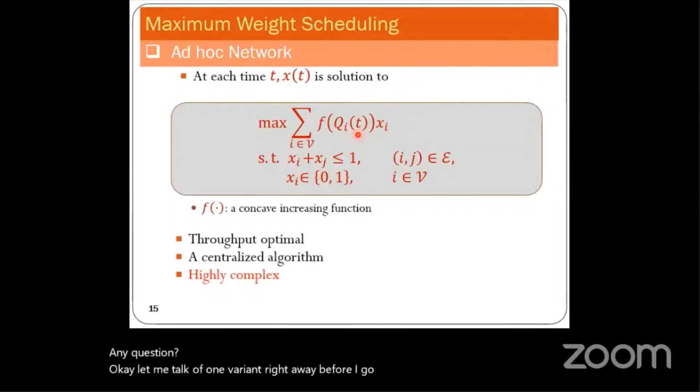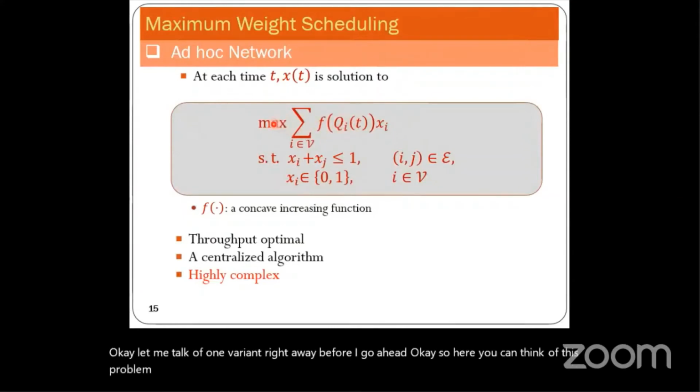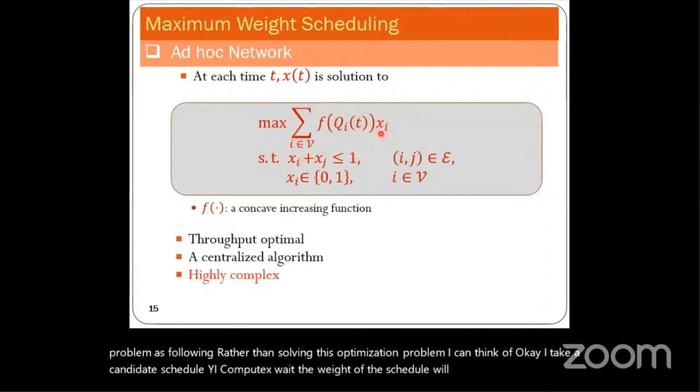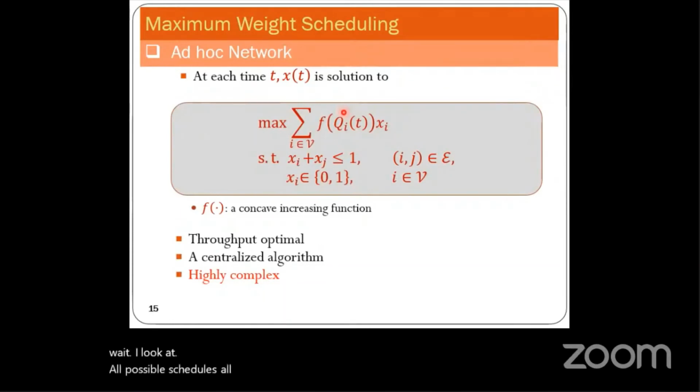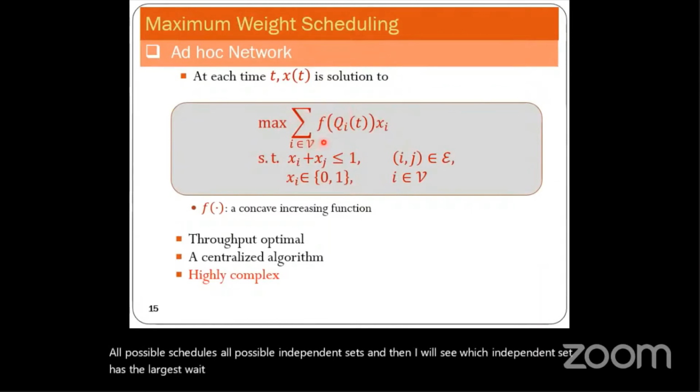So here you can think of this problem as following. Rather than solving this optimization problem, I can think of, okay, I take a candidate schedule Y, I compute its weight. The weight of the schedule will be simply this, right? Instead of Xi, I'll be writing Yi. Then I'll take another schedule, say Y prime, I'll compute its weight. I look at all possible schedules, all possible independent sets, and then I'll see which independent set has the largest weight. I'll activate that. That is max weight algorithm.